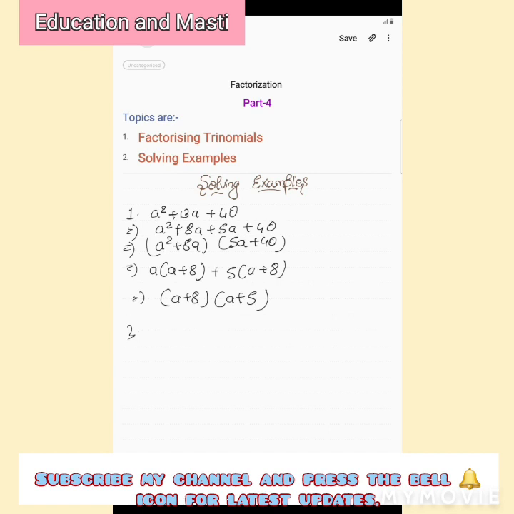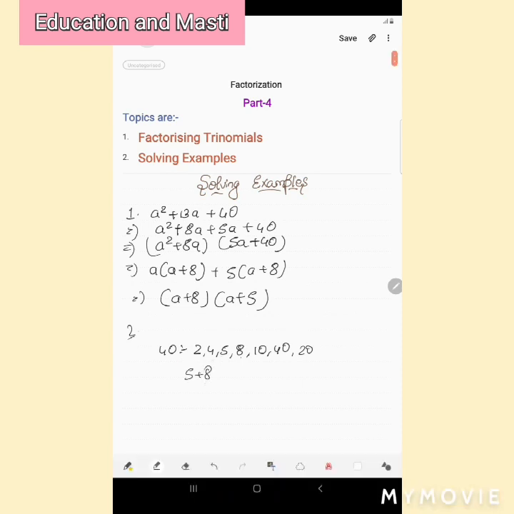So rather, I will take out the factors of 40. Okay, what are the factors of 40? 2 is a factor, 3 is not a factor, 4, then 5, not 6, 7, then 8 is a factor, and 10, and 40 itself is a factor, and 20 is also a factor. Okay, so now how will we find out 8 and 5? 8 5s are 40, we know, like 5 8s are 40 or 8 5s are 40. So therefore we will get 5 plus 8 or 8 plus 5.